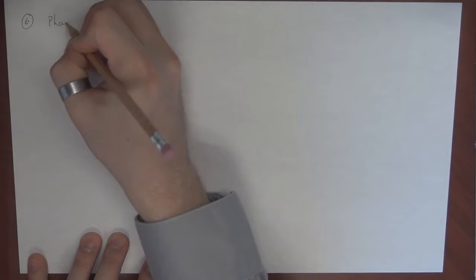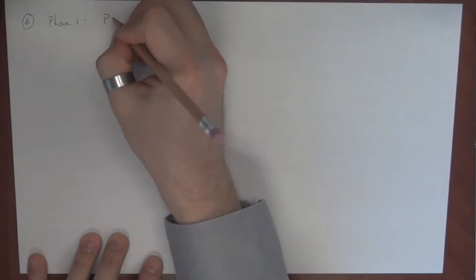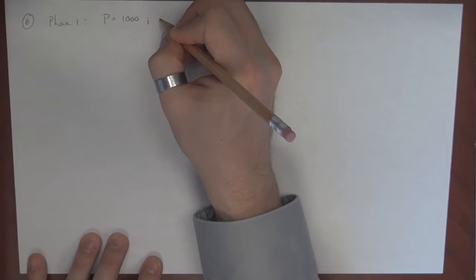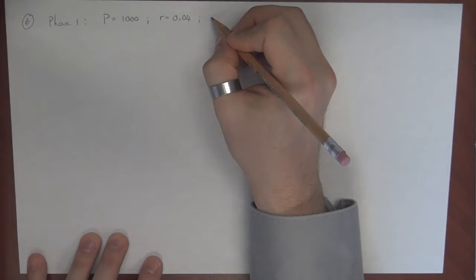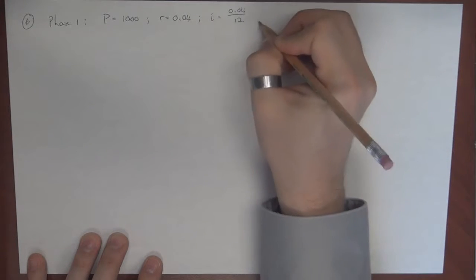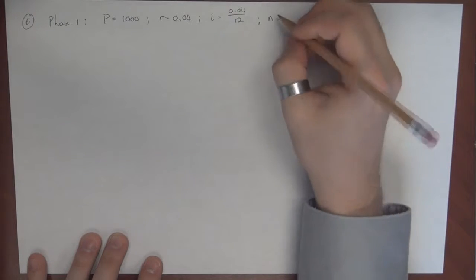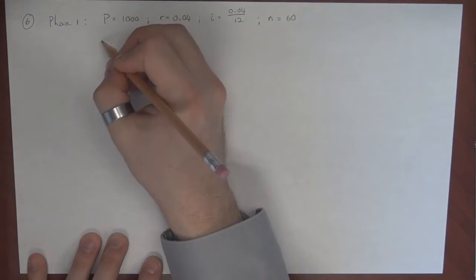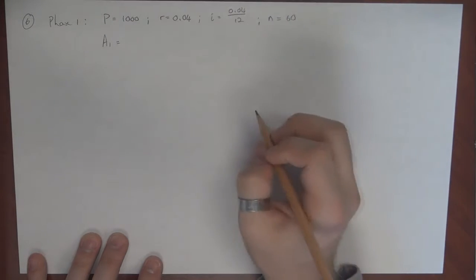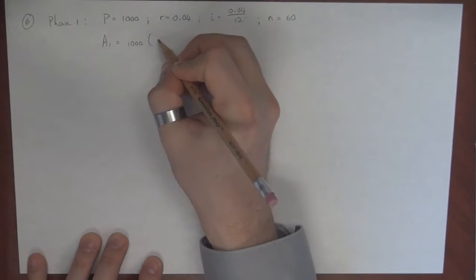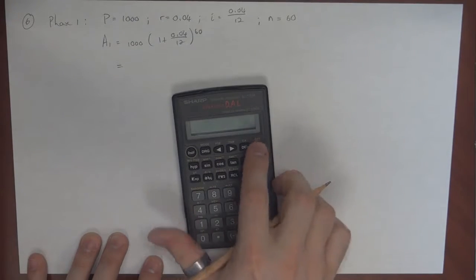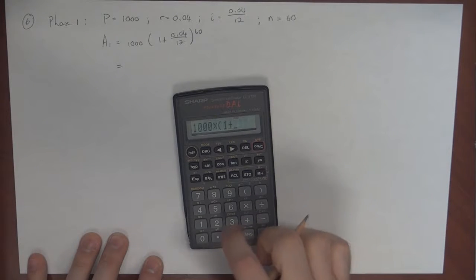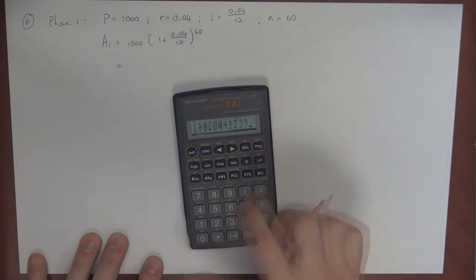Number 6. So let's call this phase 1. Now P is my original amount, and my interest rate that I get is 4%, but it's compounded monthly, so I adjust it. The number of months, I do that for 5 years. 12 times 5 is 60. So my accumulated amount, let's call it A1, is then 1,000 times 1 plus 0.04 over 12 to the 60. Let's see what that is. 1,000 times 1 plus 0.04 over 12 to the 60.